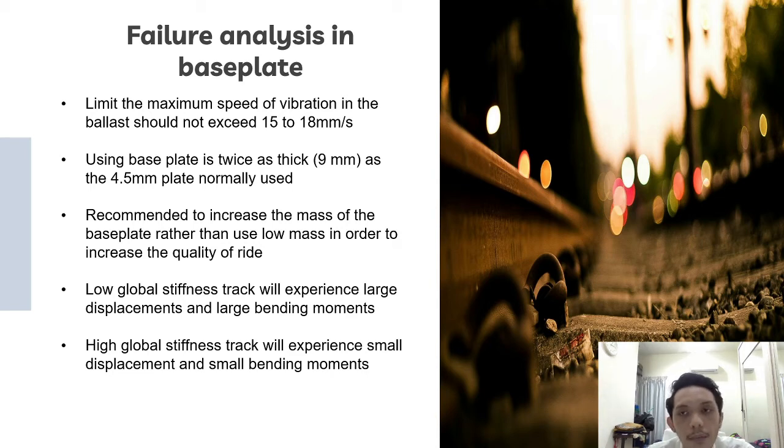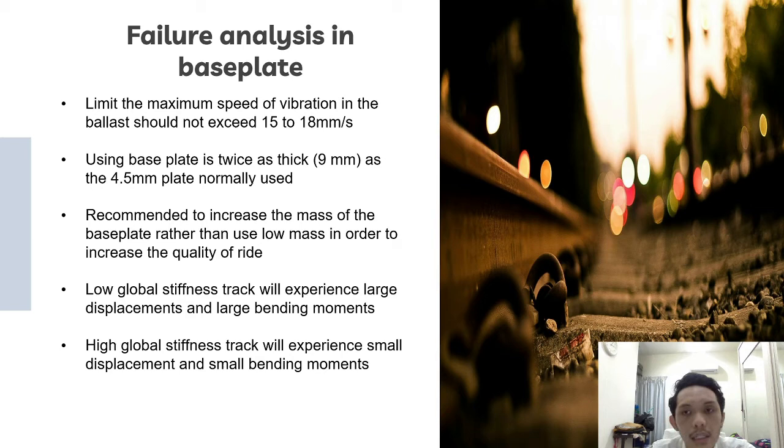Actually, if we implement high stiffness in the track, yes, it gives small displacement and small bending moments in the rail, but it can increase the rate of deterioration in the track. While implementing low stiffness in the rail can reduce deterioration of the track, the negative impact is that it experiences large displacement and large bending moments.